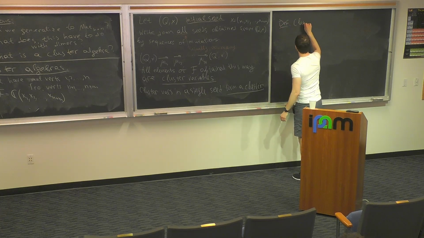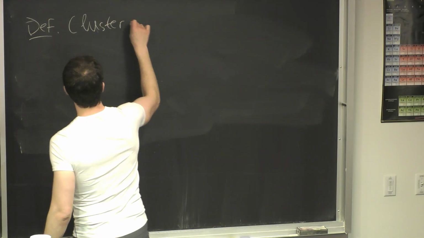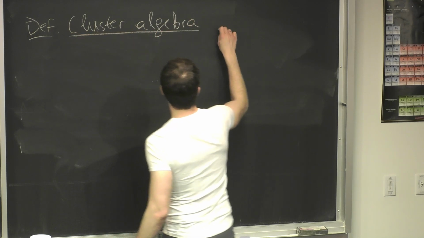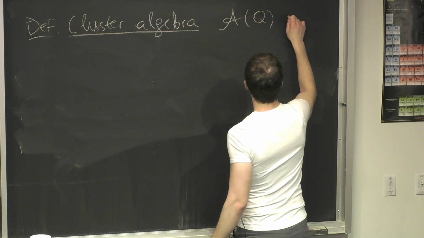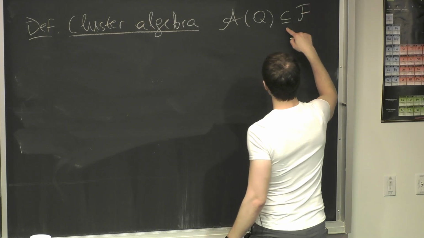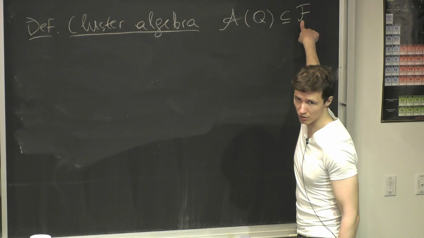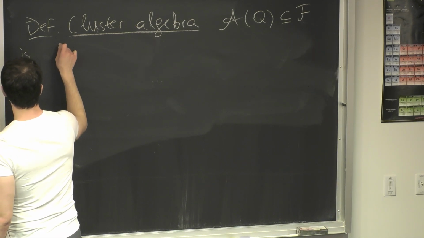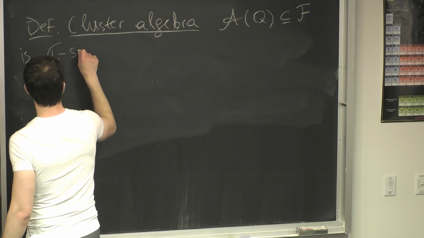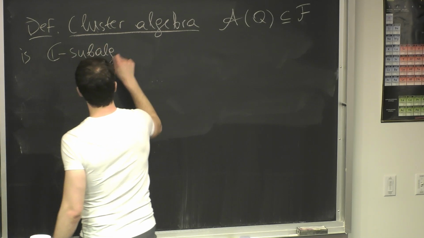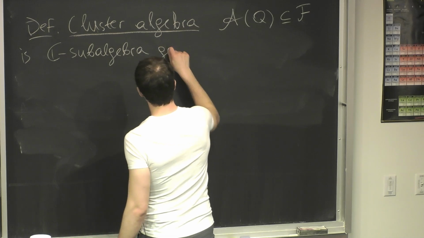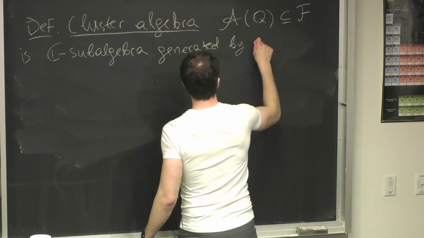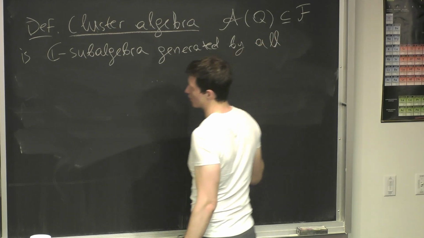Definition. The cluster algebra A of Q is, first of all, a subalgebra of the field of rational functions. It is the C-subalgebra generated by all cluster variables.